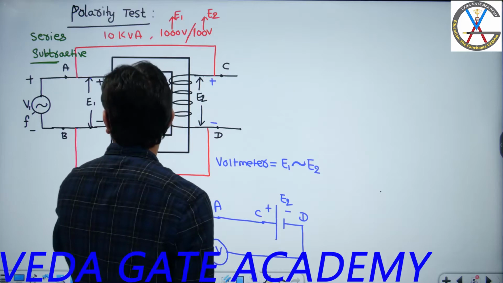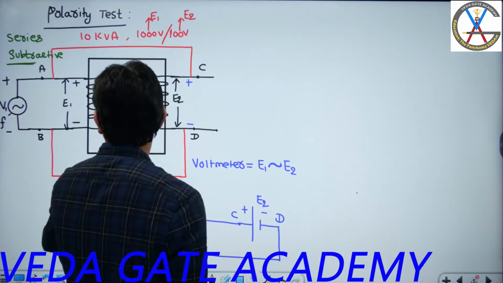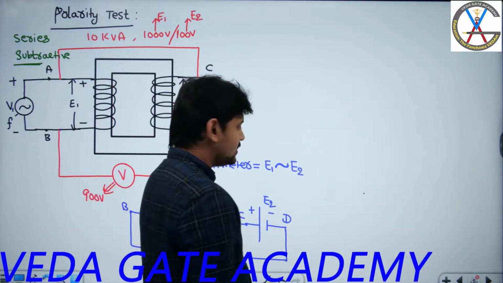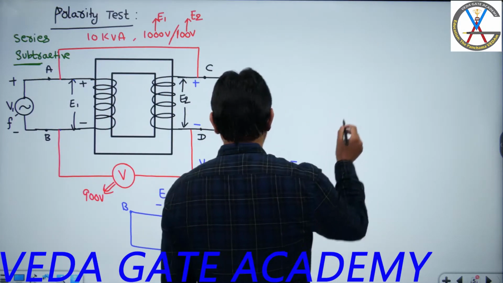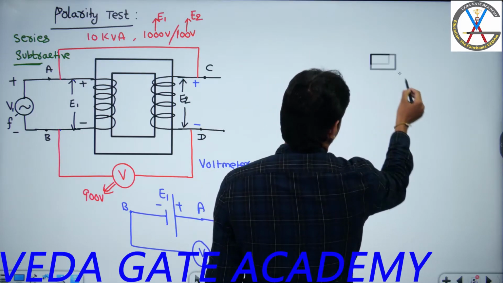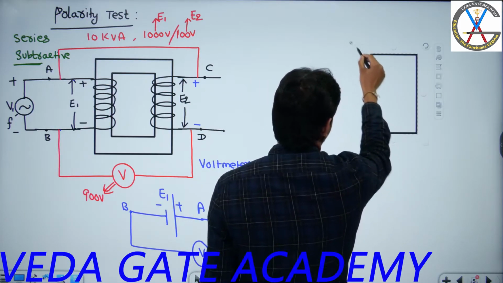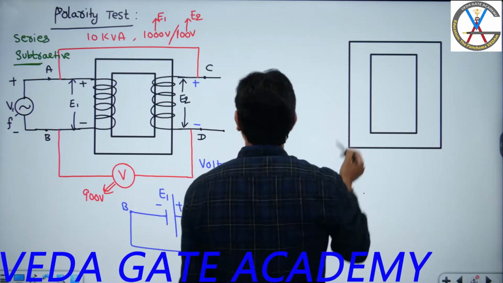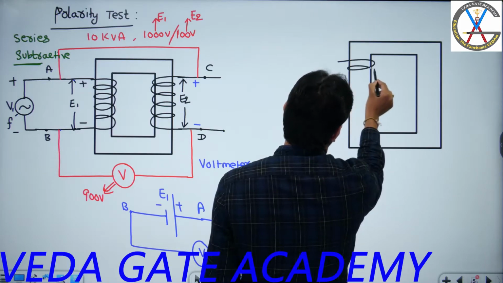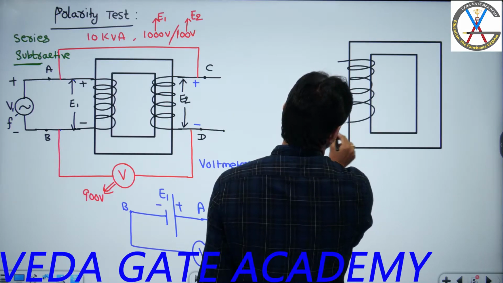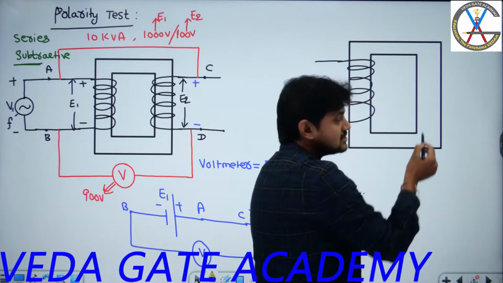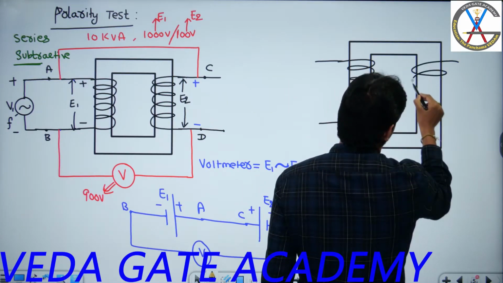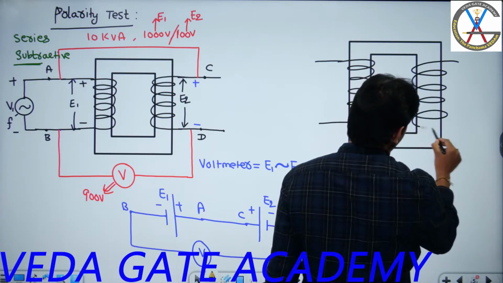Let me move this slightly to the left side. Yes. So now if you try to see here, let me try to draw the transformer core. So this is my transformer core on which we are winding. For your information, I don't know the sense of the winding on the secondary side, how it is wound.